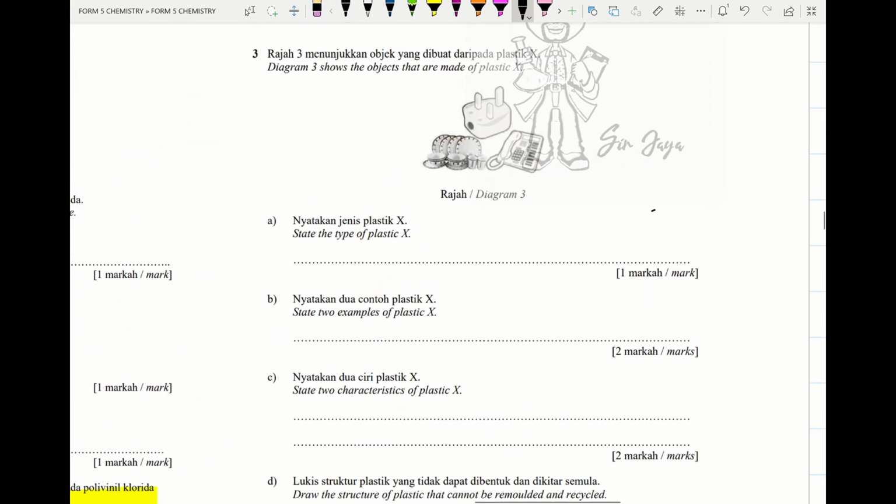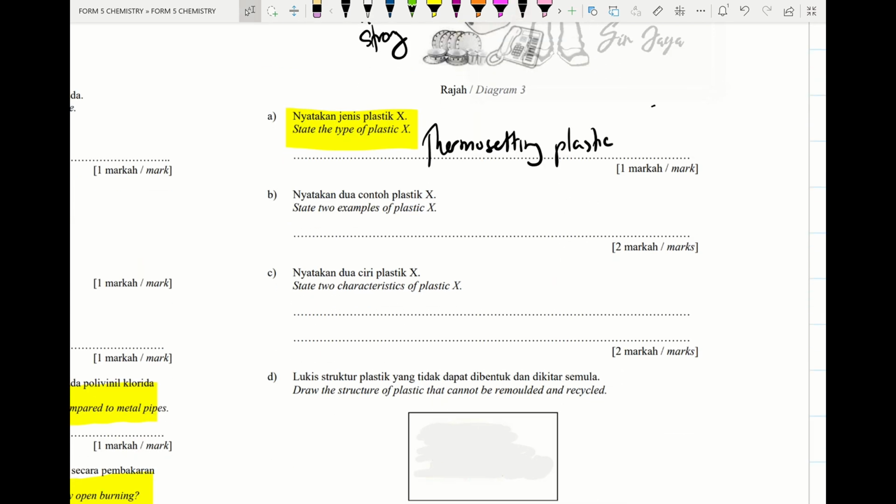I try to check this question. Diagram 3 shows the object made up of plastic, and all this plastic is hard and also strong. All right, so we try to check question number A. State the type of plastic X. So this will be under thermosetting plastic or thermosetting polymer. State two examples of plastic X. So this will be bakelite and melamine.